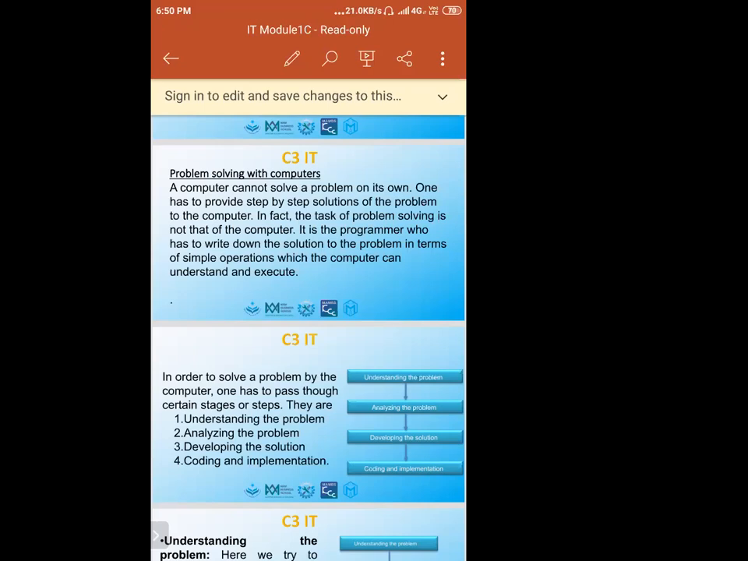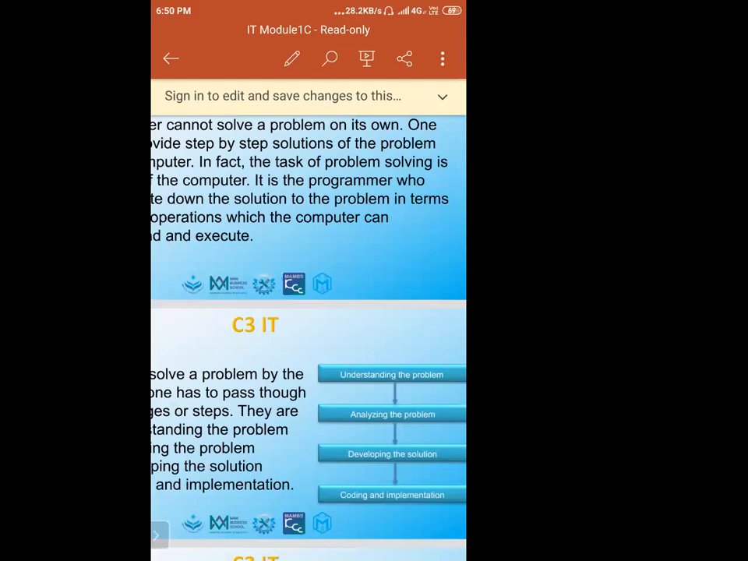Hello, students, can you hear my voice? The steps are understanding the problem, analyzing the problem, developing the solution, and coding and implementation. From the diagram also you have been given: understanding the problem, analyzing the problem, developing a solution, and after that, coding and implementation. So these are the ways we can solve any problem.